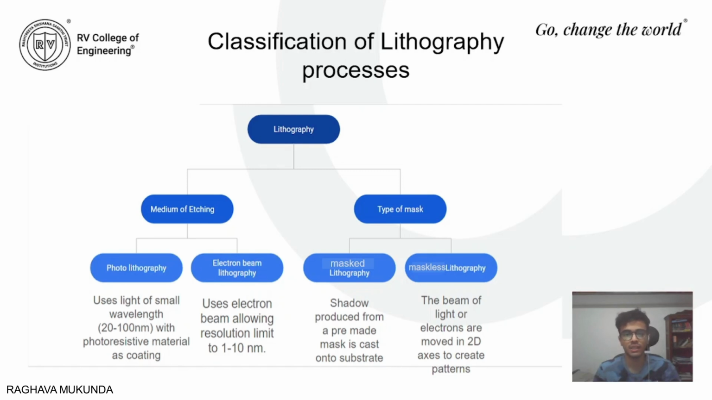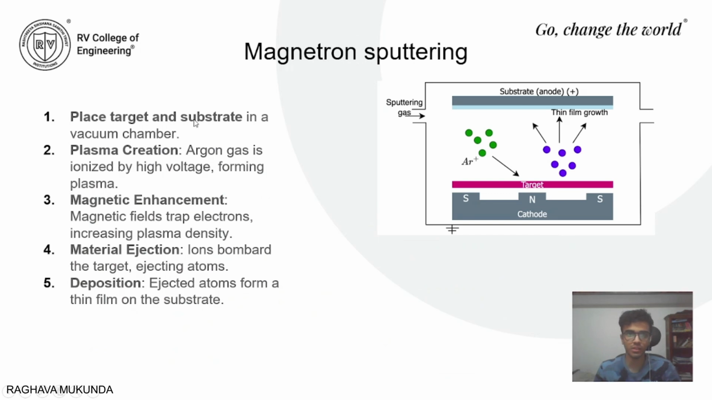On the basis of type of mask, we have masked lithography and maskless lithography. With masked lithography, an opaque sheet is used from which a shadow is produced when light is cast onto it, and this is then put onto a substrate. The resolution of masked lithography is less than maskless lithography. In maskless lithography, the beam of light or electrons is moved in the 2D axis using mirrors in the case of light and magnets in the case of electrons. This beam is then used to create the patterns.